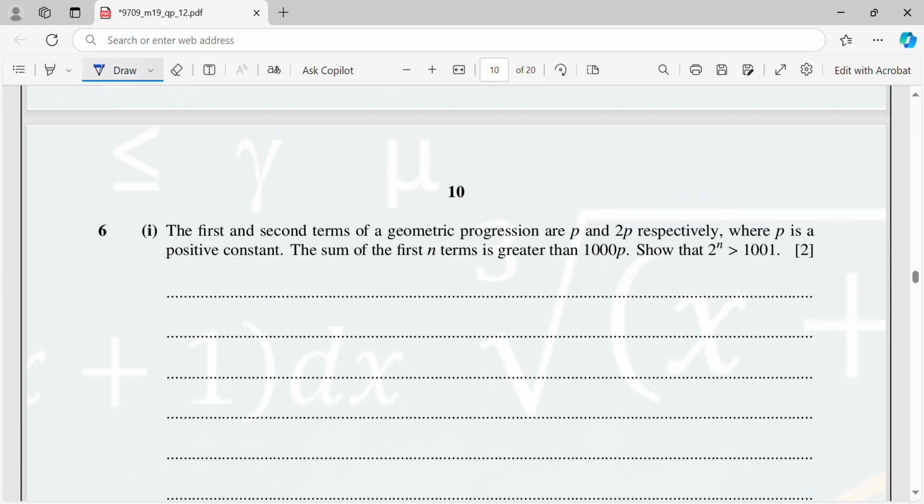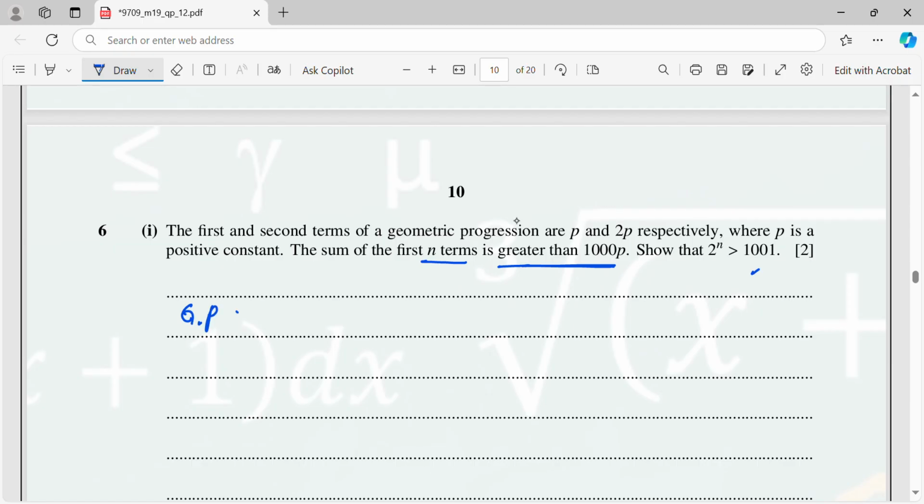Okay, question number 6. First part, the first and second terms of a geometric progression are p and 2p respectively, where p is positive constant. Now, sum of the first n terms is greater than 1000p. Show 2 power n is greater than 1001.